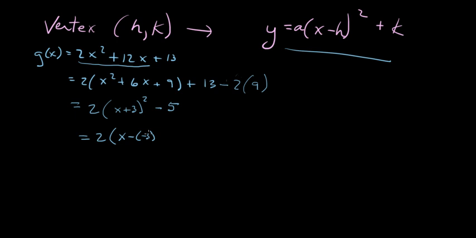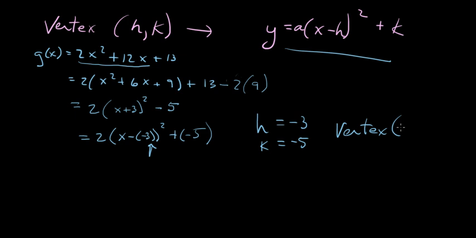Say, well, why did you do that? Well, look at my vertex form, x minus h. So h is equal to negative 3, squared plus negative 5, because I have plus k here. So h equals negative 3 and k equals negative 5. So the vertex is at negative 3 comma negative 5.